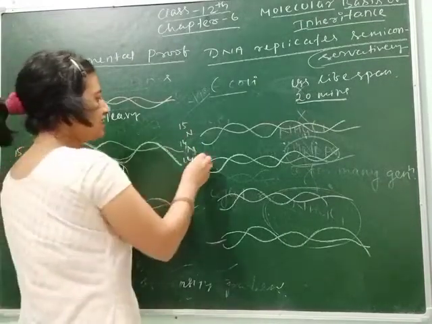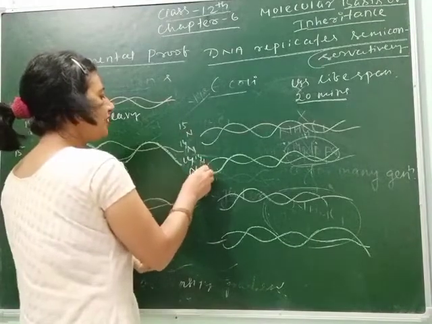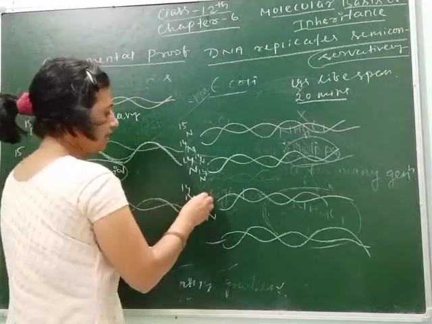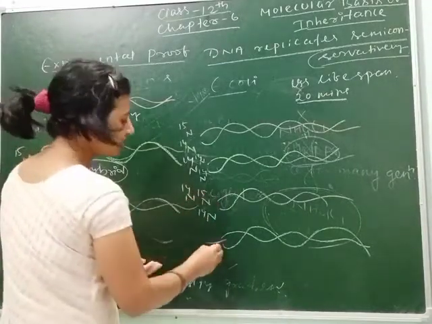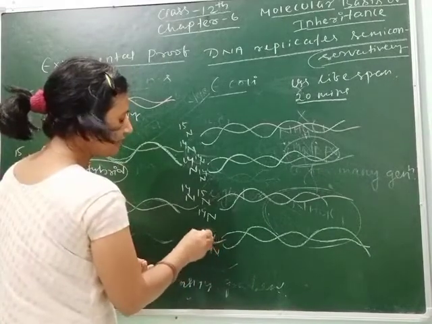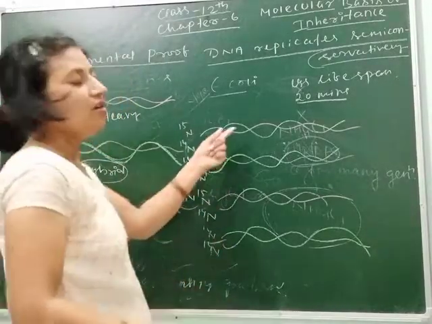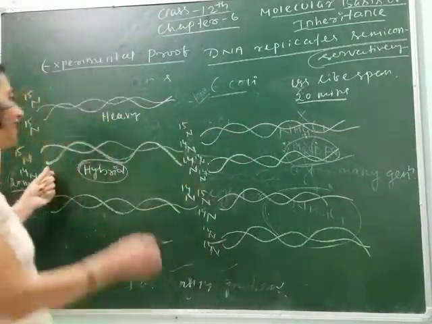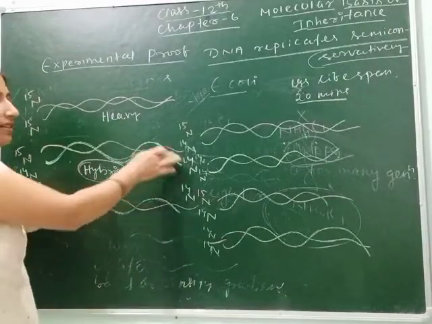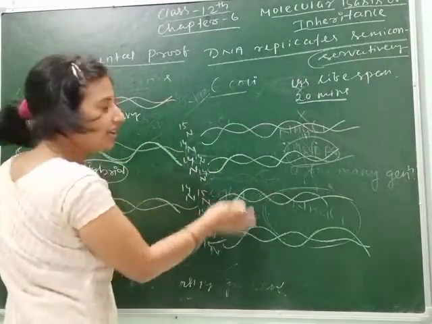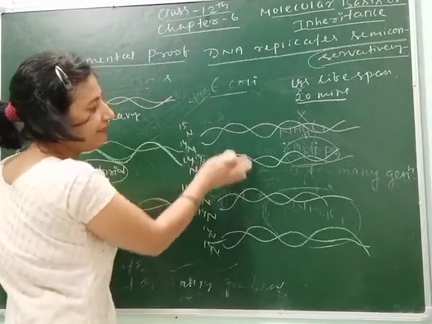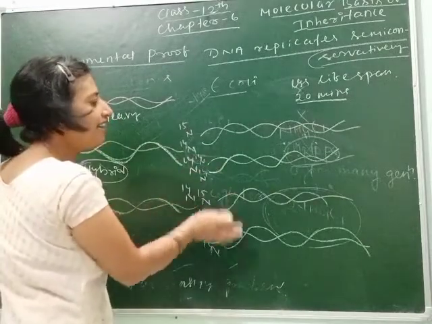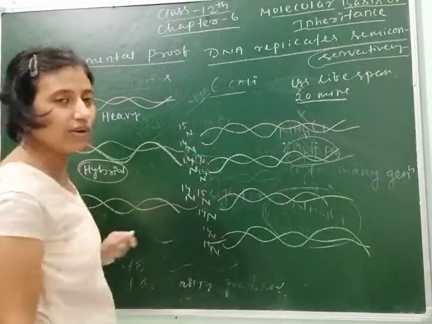14, then this is nitrogen 14, nitrogen 14, this one is nitrogen 14, nitrogen 15, this one is nitrogen 14 and nitrogen 14. So here we get 4 pairs, means we get 4 DNAs. In 20 minutes we will get 2, then after 40 minutes we will get 4, in which 2 are hybrid variety containing nitrogen 15 and 14 and 2 are lighter varieties containing only nitrogen 14 and 14.